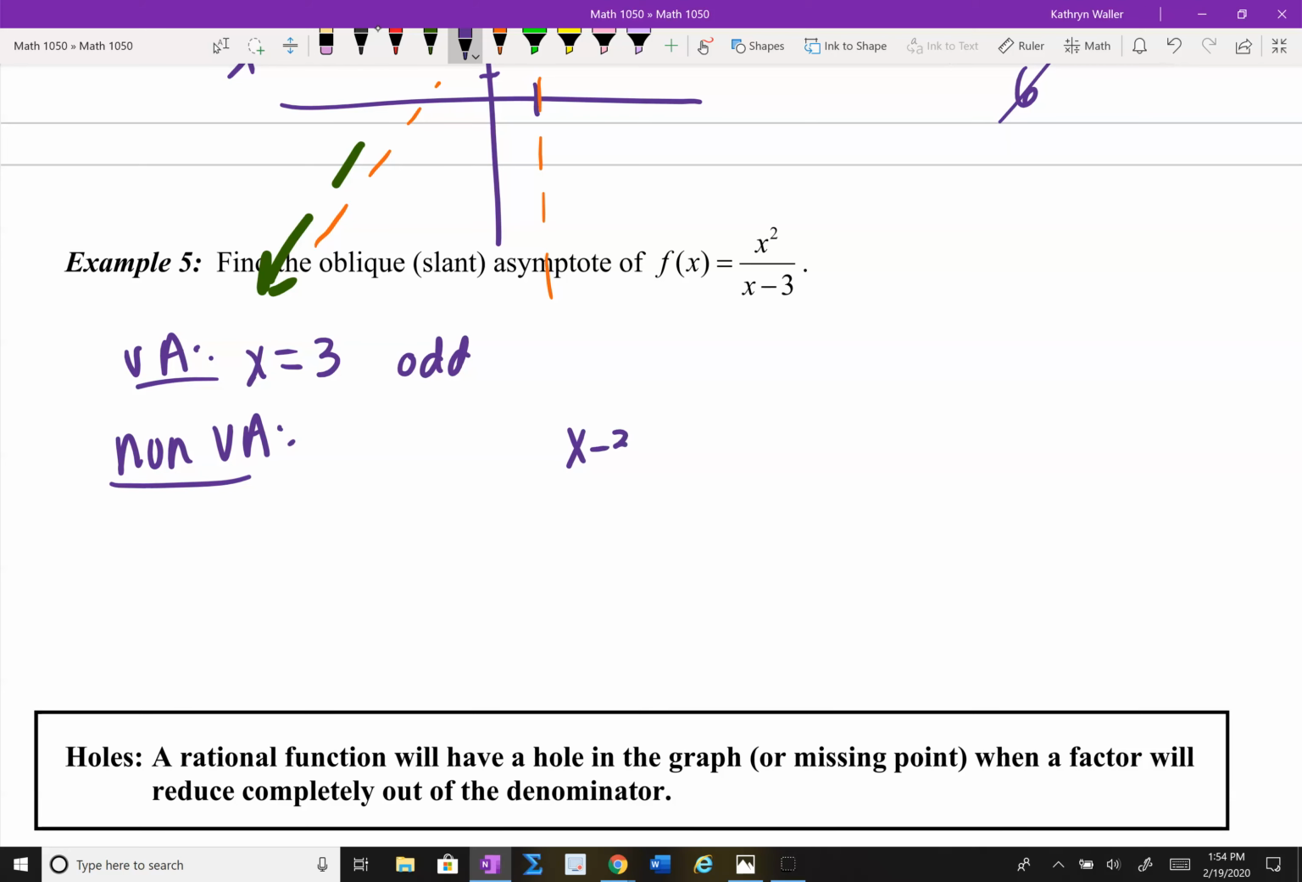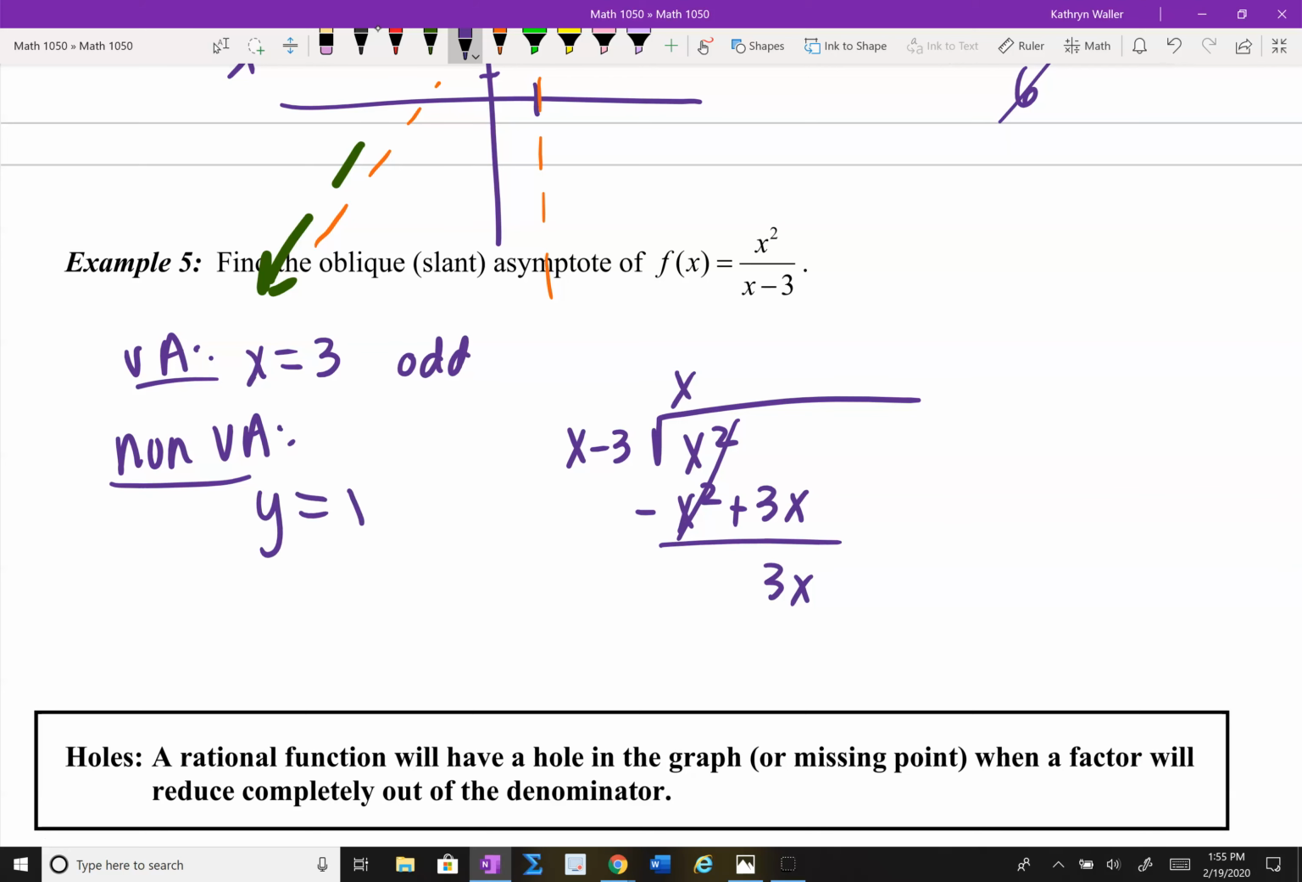Now let's find the oblique. Everybody go x minus 3 on the outside. On the inside, go x squared. Do me a favor. Don't write anything. Don't say anything for just a second. Just watch. Okay? What do I multiply by x to get x to the second? X. Distribute x to the second minus 3x. Change my signs. Those cancel. I get 3x. There's nothing more to bring down. The 3x is my remainder. My non-vertical asymptote is y equals x. Wrong. That's wrong.